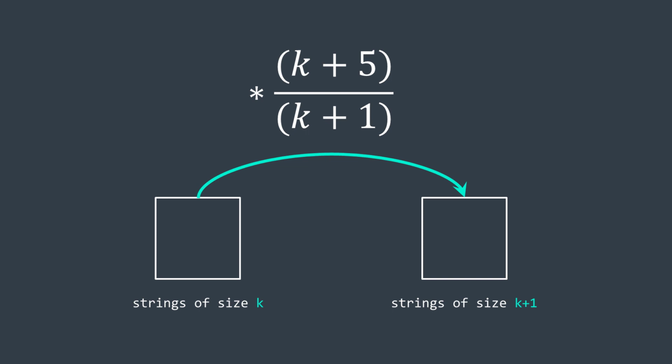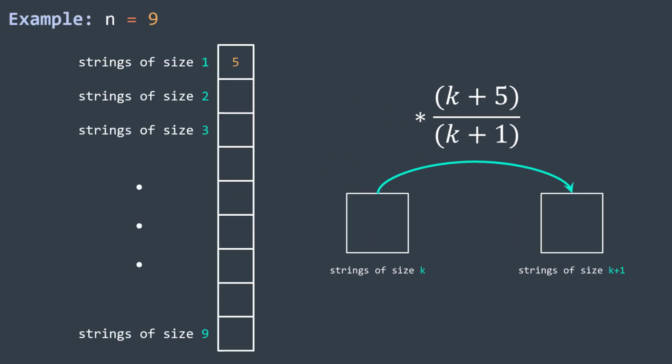And we can fill the array this way. We start with 5 because we have 5 valid strings of size 1, then we keep multiplying to move to the next cell. We get 15, 35, 70 and so on until filling the whole array. The output will be in the last cell. But we don't need to do this now, because we already have the final formula. It was just to show you that we could fill the initial DP array if we knew the ratio.